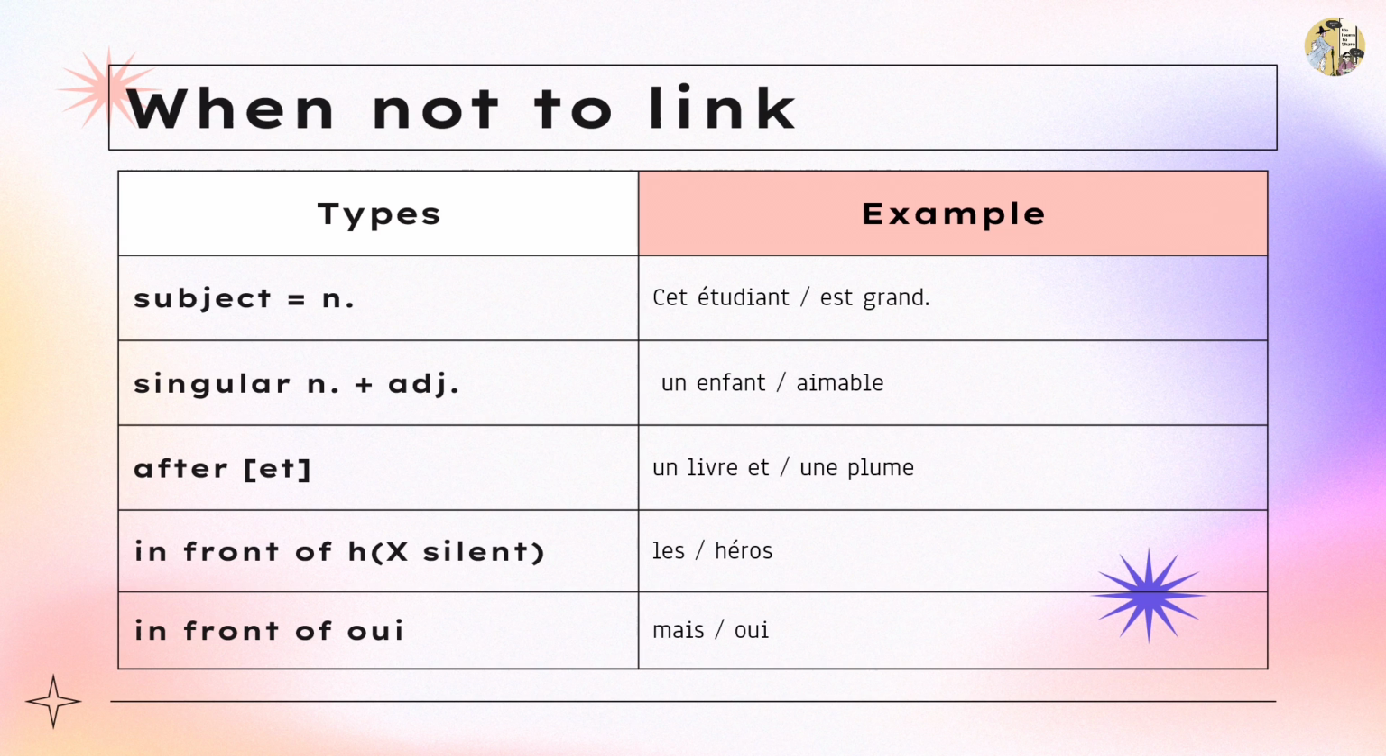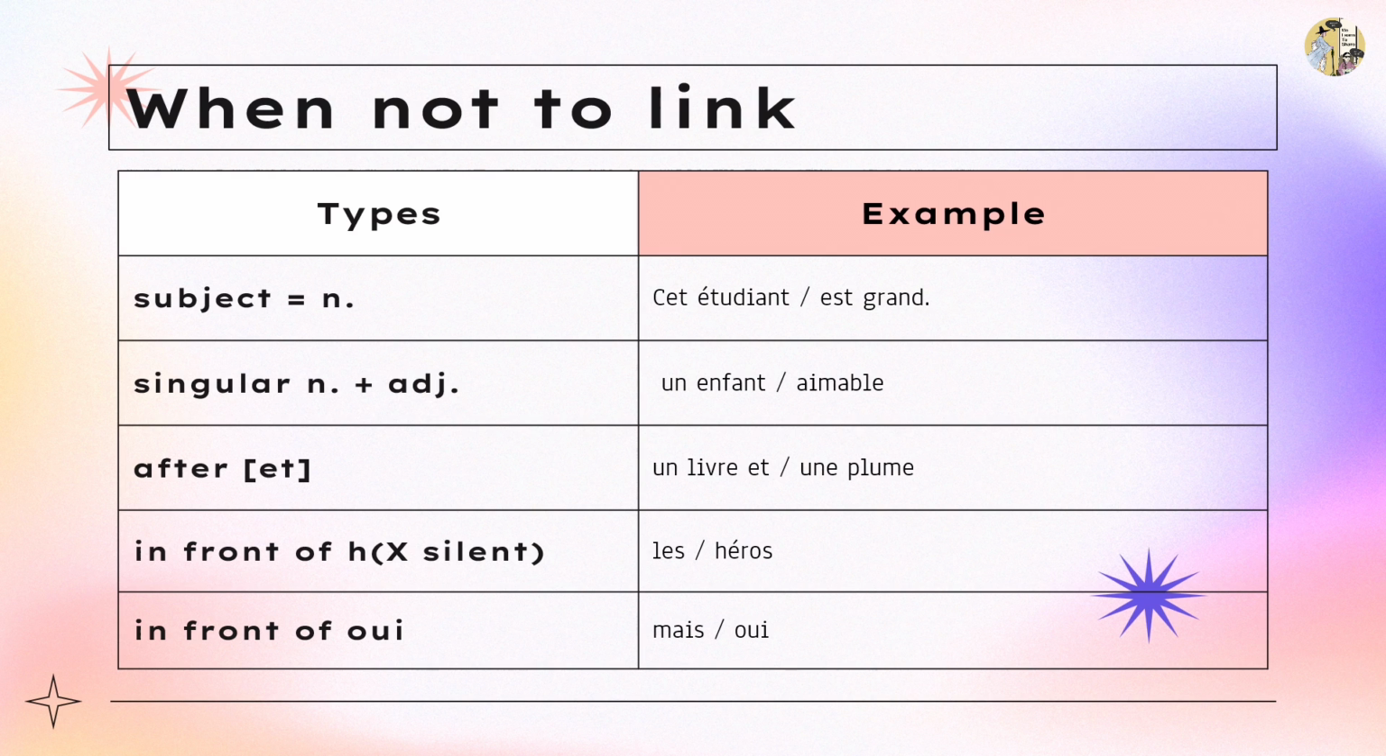Third, after et, which means and. So for example here we have un livre et une plume. I didn't link the pronunciations. This means a book and a feather. And when you have the word et, which means and, in a phrase, you shouldn't link the pronunciations.